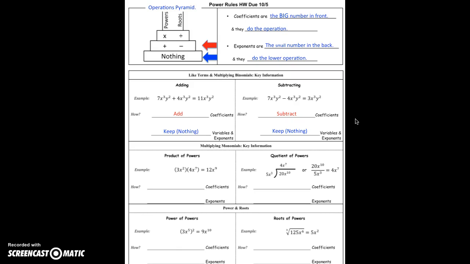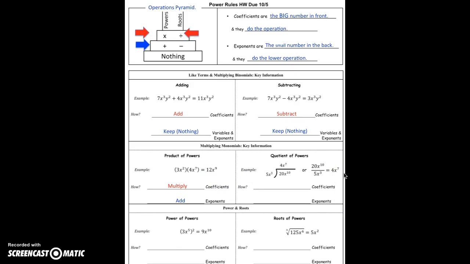Next we have the example of multiplying and dividing. So if we're dealing with what's called product of power rules, product is the answer to a multiplication. Our coefficients here are 3 and 4. If we're multiplying, they're going to multiply. 3 times 4 will give us 12. And underneath multiplication in our pyramid is addition, right? The operation underneath that. So if our coefficients are multiplying, if we're performing multiplication, our exponents are going to add. Look at our exponents here. We have x to the second power and x to the seventh power. So 2 plus 7 will give us 9. So we get x to the 9.